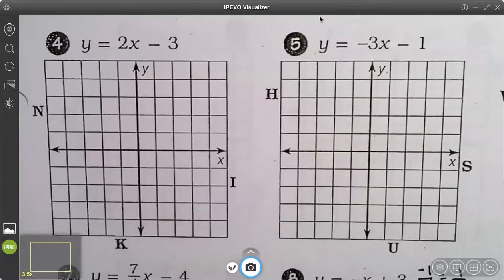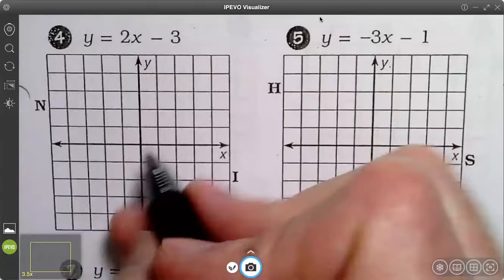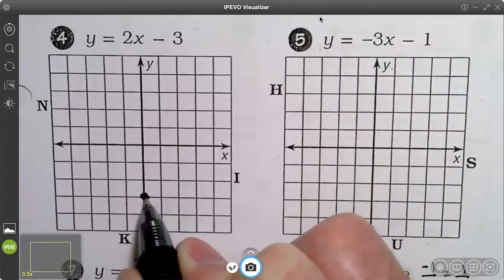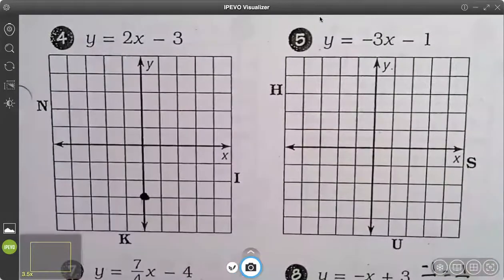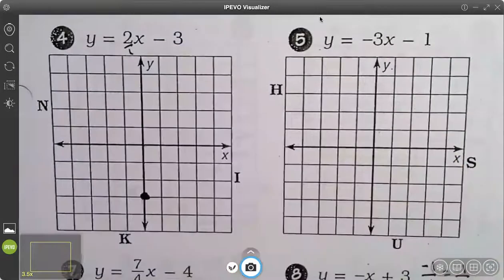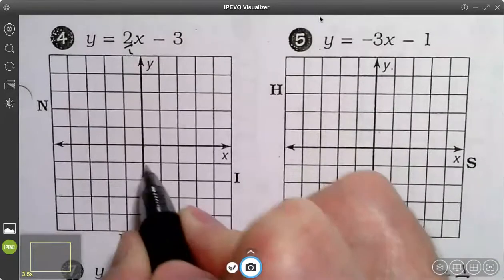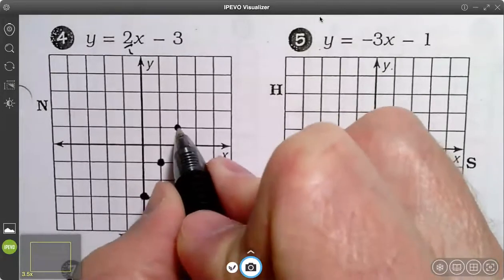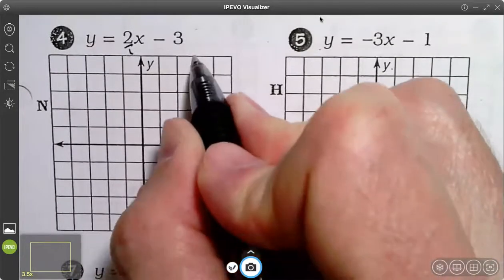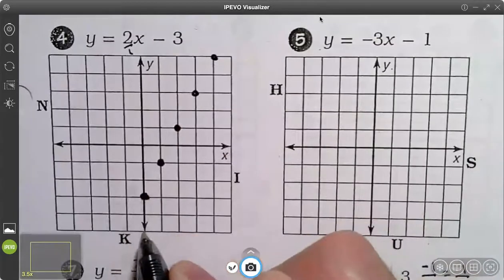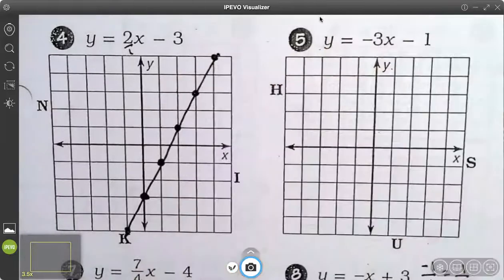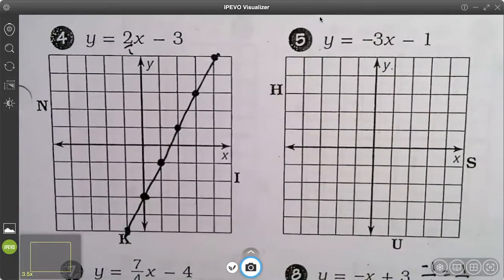You try number 4. Number 4 gives you a y-intercept of negative 1, 2, 3. And the slope is positive 2, which is understood to be over 1. So I'm going to rise 2, run 1. I could draw my line and be done, but let's keep going. Rise 2, run 1. I could also rise -2, run -1 to fill up my graph with dots to make sure my line is straight and correct.